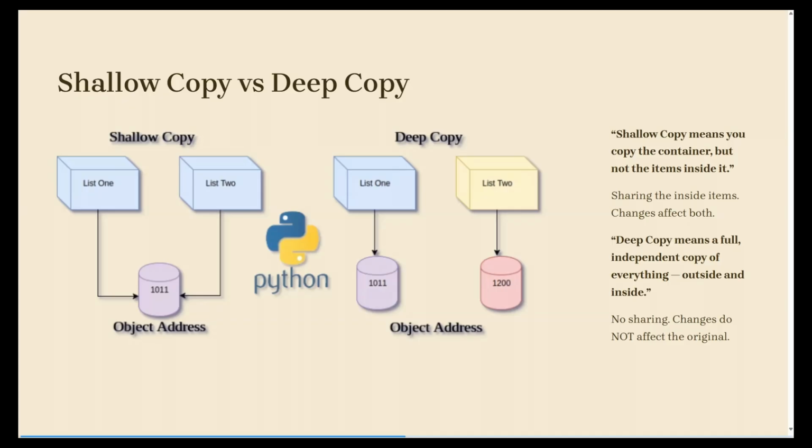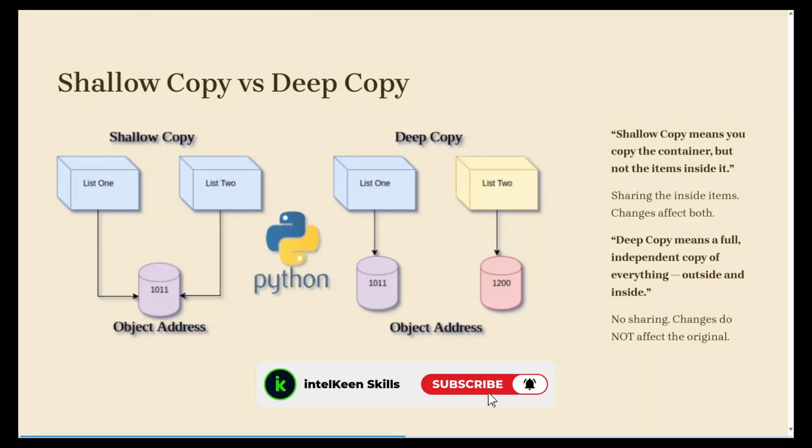Today let's understand deep copy versus shallow copy in Python using different real-time examples. Shallow copy means you copy the container but not the items inside it. Sharing the inside items, changes affect both. Here, if you change the items in this, that will affect the original one also, as it is referring to the same object address.